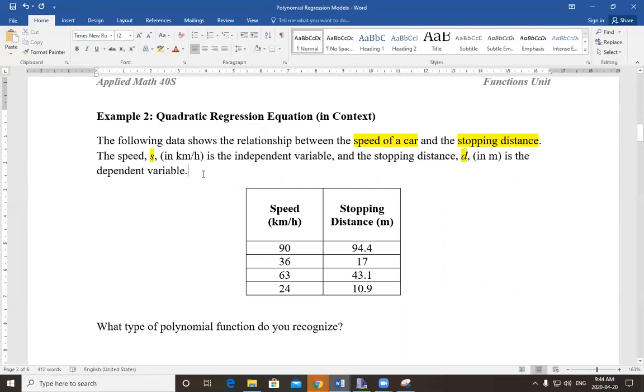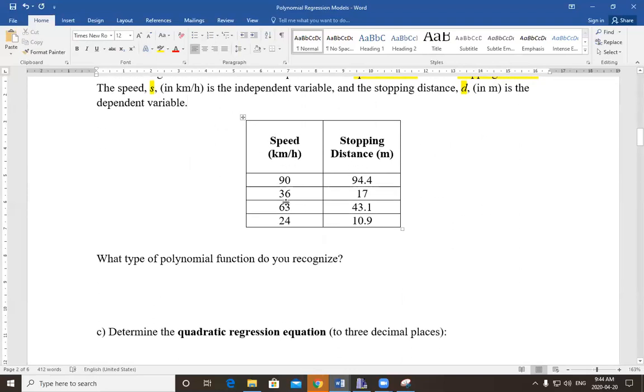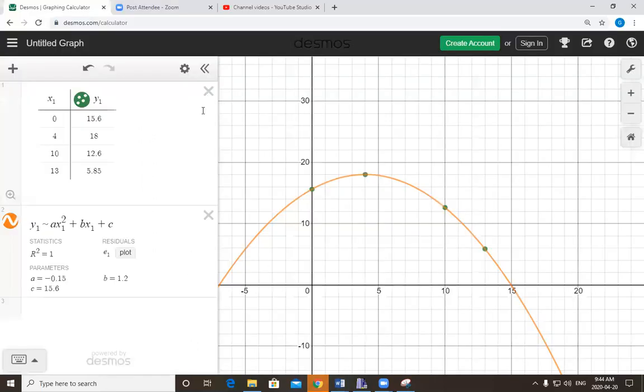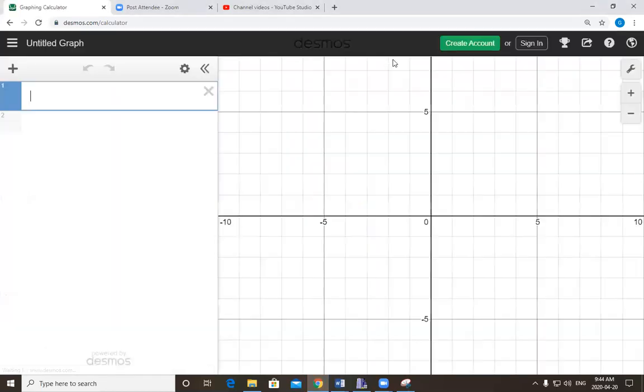Okay, so the first thing we're going to do to solve this problem is go back into Desmos and get a scatter plot, and then we're going to see what type of polynomial function we might recognize. So we can go up here and reset Desmos, then insert the table and build the data table just like we did in example 1.